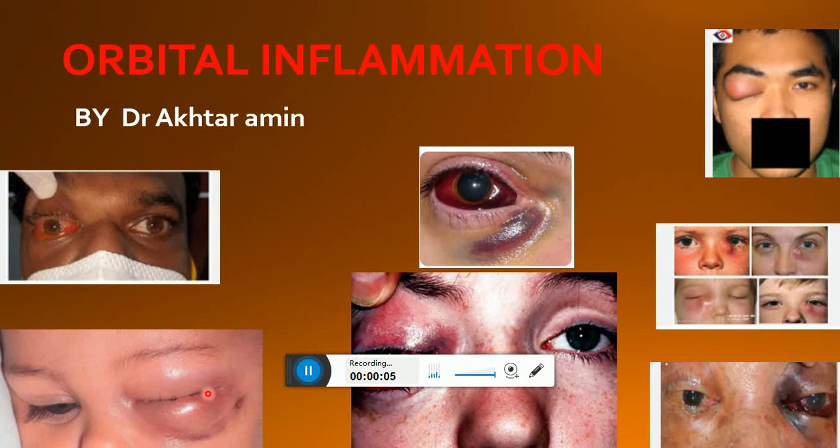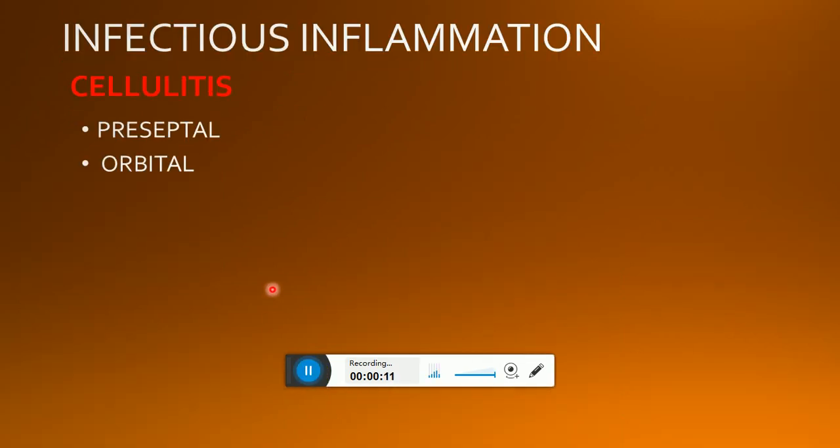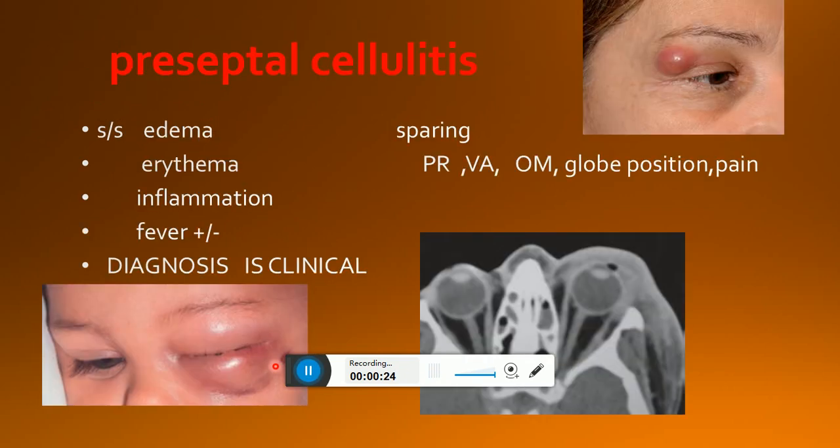Orbital inflammation may be infectious and may be non-infectious. The infectious inflammation may be preseptal or orbital cellulitis. The preseptal is anterior to the septum and orbital is posterior, or behind the septum. Preseptal cellulitis is the infection of the subcutaneous tissues anterior to the orbital septum.